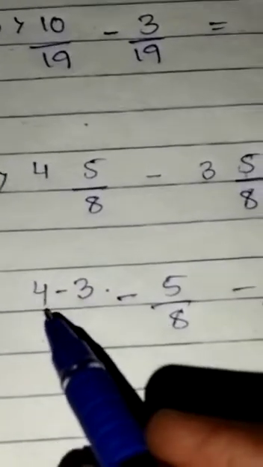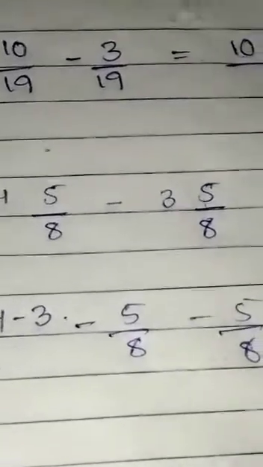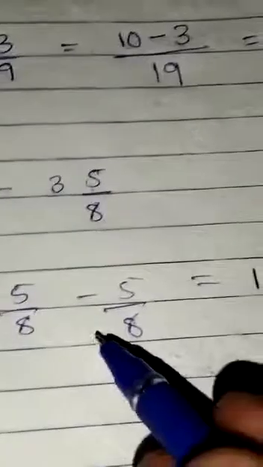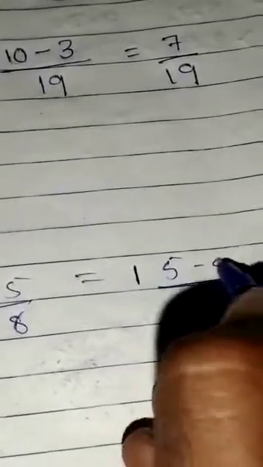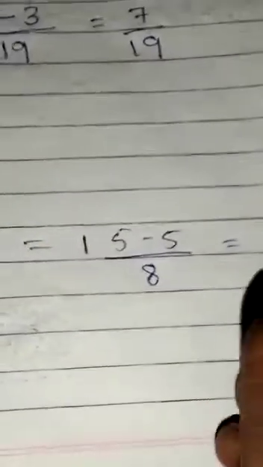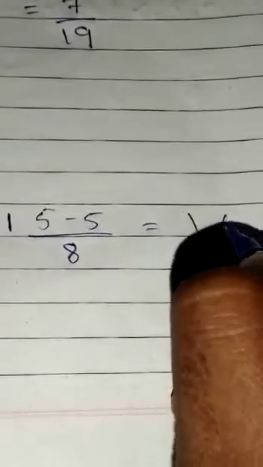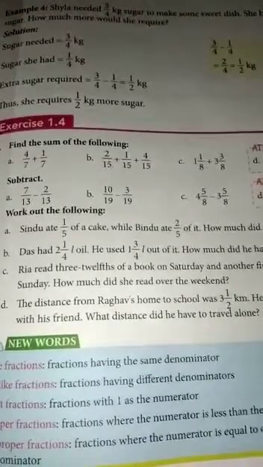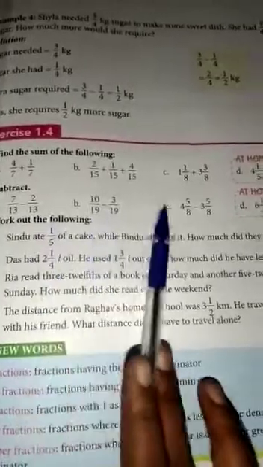First we subtract the whole number part. 4 minus 3 equals 1. Then we write the denominator the same, 8. Then 5 minus 5 equals 0 divided by 8. 1 and 0 upon 8. This is our answer. So students, we solved A, B and C.